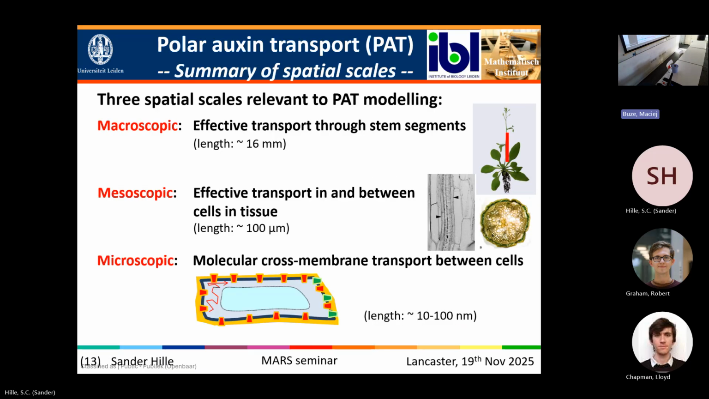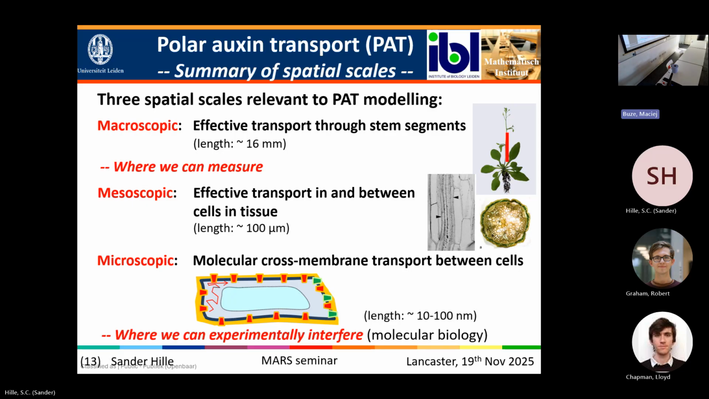So how to draw conclusions on what happens on this microscopic scale, where we have these individual proteins of various types on the membrane? Well, we can only measure at this top macroscopic scale, and at the microscopic scale we can make inferences by considering mutant plants in which various of these proteins are dysfunctional. You can make variations.